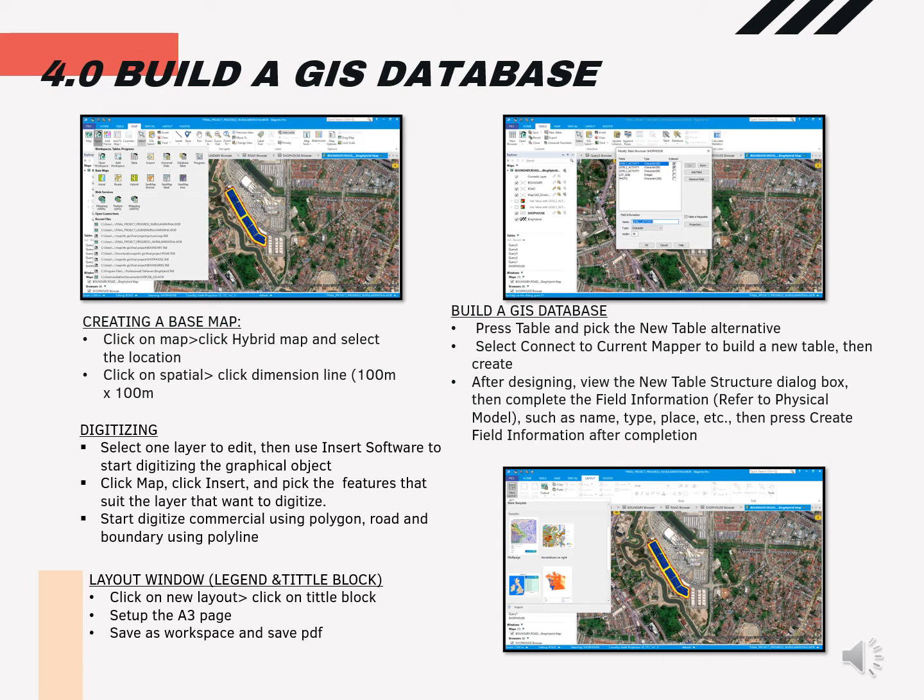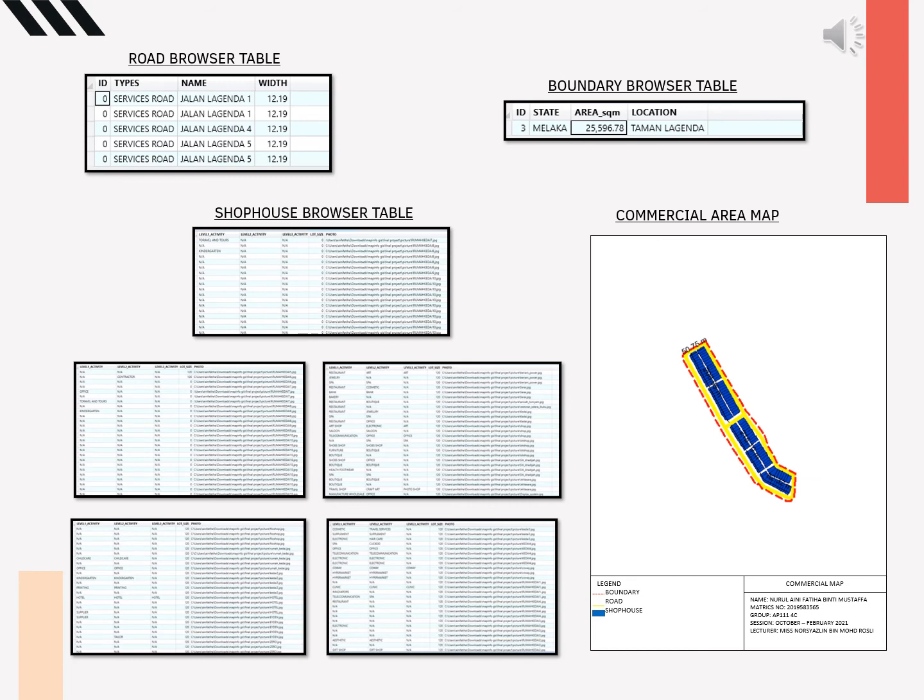And last is the layout window, legend and title block. Click on New Layout, then click on Title Block. Then set up the A3 page, save as workspace, and save as PDF. This shows the types of browser tables and the commercial area map. The first browser table is the road browser table. Second are the boundary browser table and the shophouse browser table.